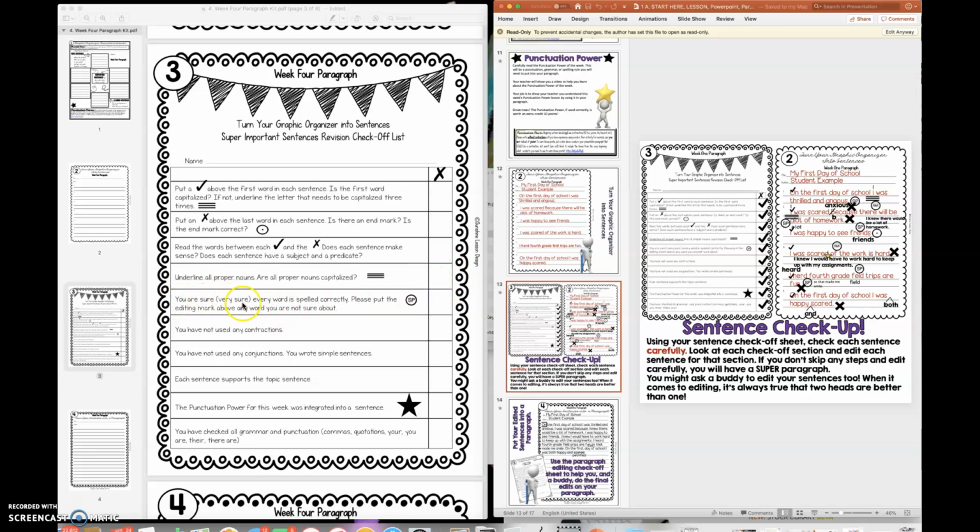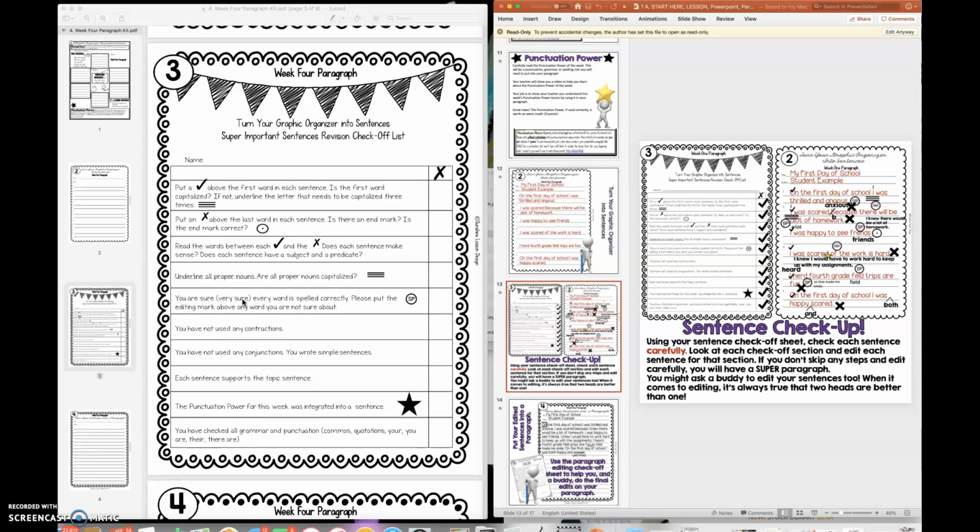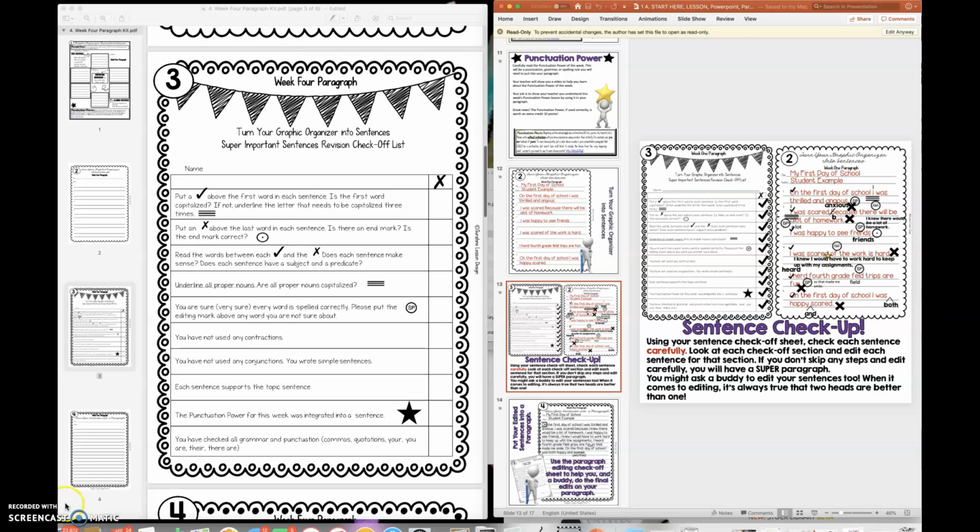Then you are sure, very sure, every word is spelled correctly. Please put the SP circled editing mark above any word you are not sure about. So they went over here, they weren't sure how to spell anxious, so now they put it next to it because again, just the example on the computer, they couldn't do that. Okay, and then SP above friends, SP above field trip. Now remember, it's very, very sure. If you're not sure, it may be spelled correctly, but you're not quite sure, stick an SP above it because it just reminds you to go back and check.